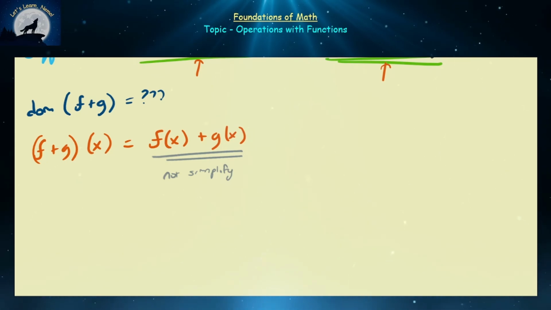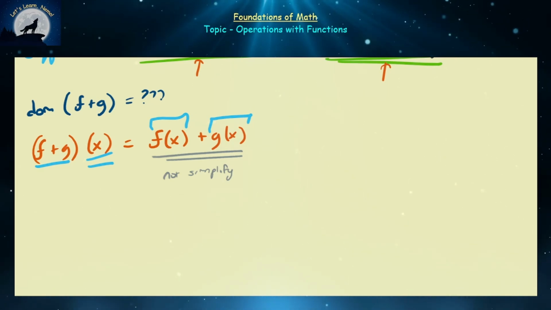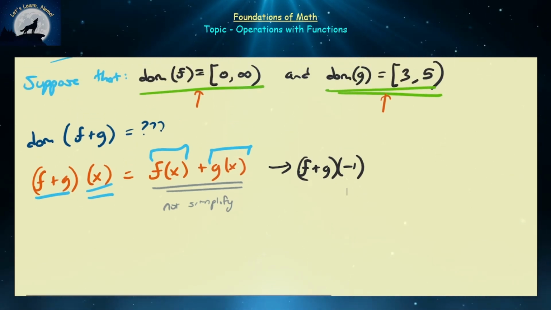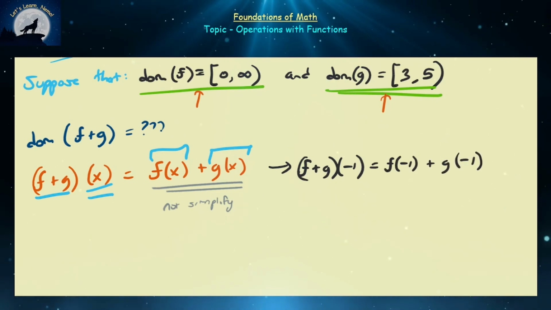So in order for this function to be evaluatable at x, f of x must be able to be evaluated, and g of x must be able to be evaluated, and the sum of those particular numbers must also be able to be executed under the set of reals that we're working in. So let's look at a couple numerical examples of that. So if I ask you, what is f plus g of minus 1 equal to, well, what would that be? So f plus g of minus 1, by definition, would be f of minus 1 plus g of minus 1.